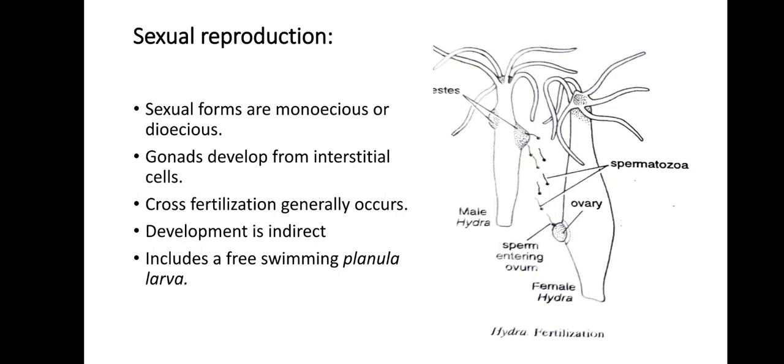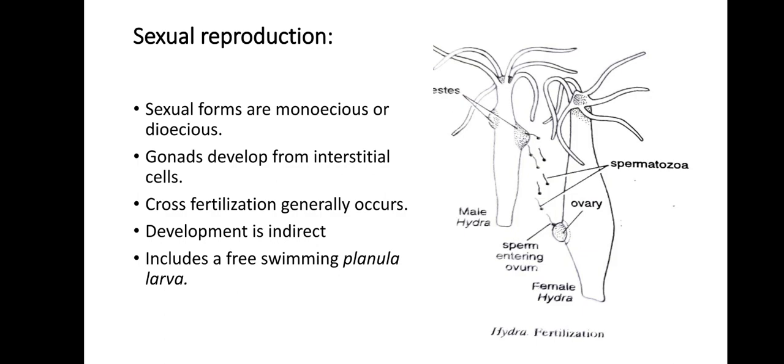Here Hydra is actually monoecious, but even though monoecious, cross fertilization is the general rule. If you take the example of Aurelia, the jellyfishes, they are dioecious. Male gonads are found in one animal, female gonads in another animal. Cross fertilization is the general rule in the monoecious ones too. And here development is indirect, and it includes a free swimming larva called a planula.